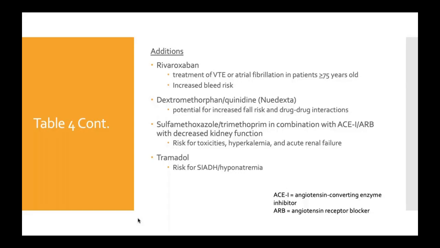Sulfamethoxazole with trimethoprim in combination with an ACE inhibitor or ARB in patients who already have decreased renal function should be avoided or limited, as there's risks for toxicities, development of high potassium levels, and acute kidney injury. And then tramadol was added as there's risk for development of SIADH and hyponatremia. Just a reminder that tramadol does act on serotonin receptors, so that there is that risk. It is important really to check labs on these patients who are using them routinely for pain.